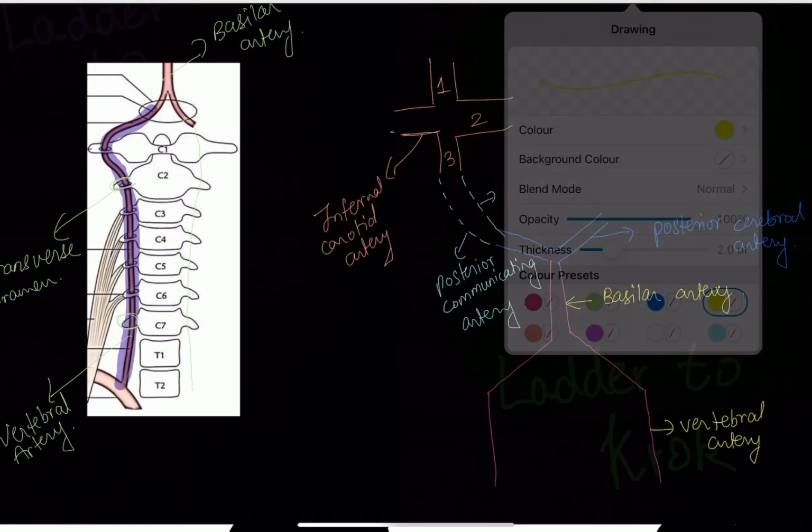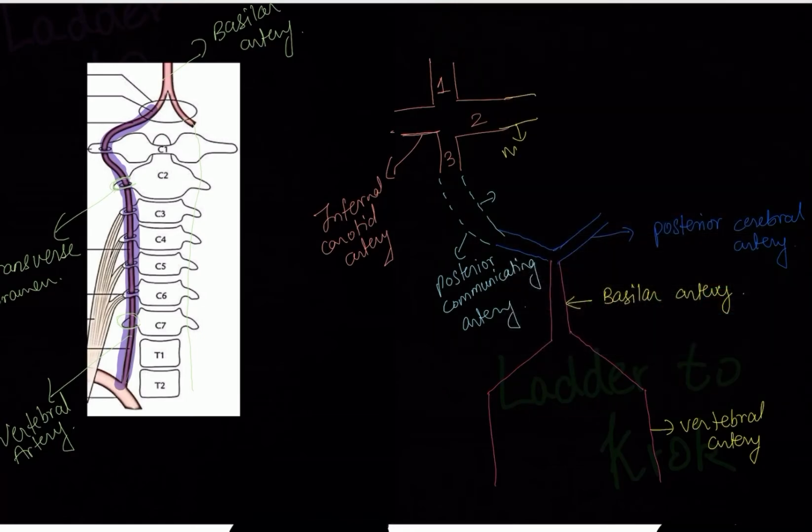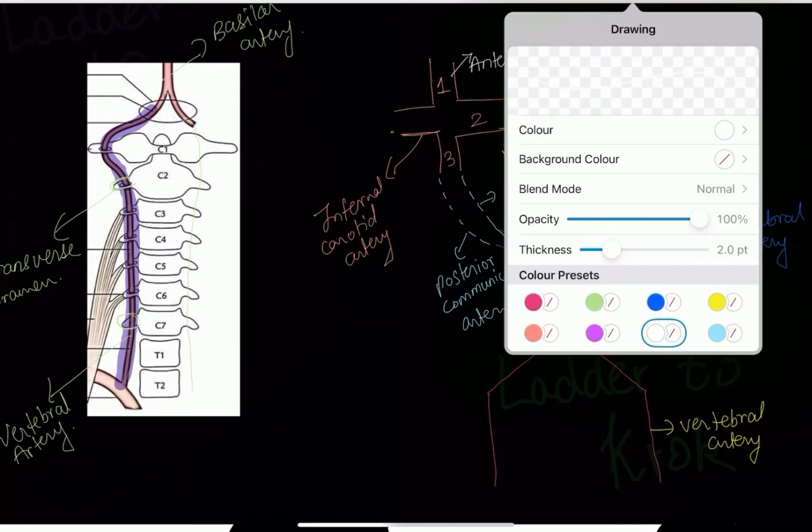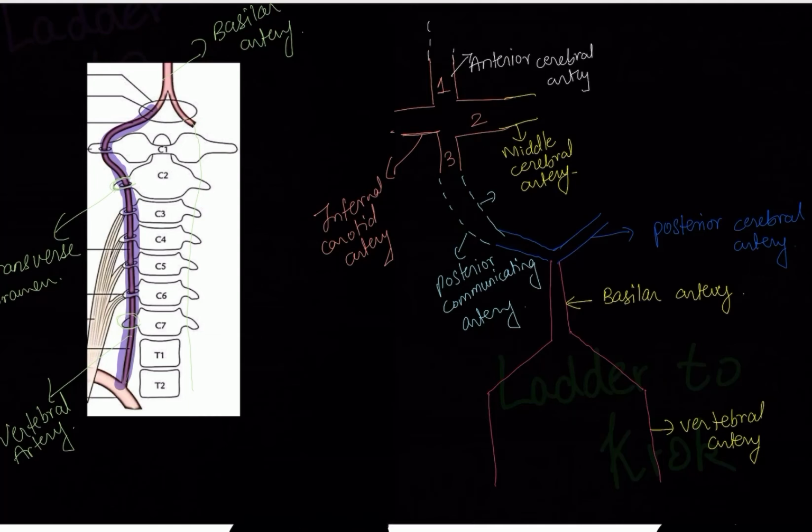The second one, this is the middle cerebral artery. What is it? Middle cerebral artery. And this first branch which you're seeing here, this is anterior cerebral artery. Okay, now this anterior cerebral artery will give off a branch. This anterior cerebral artery will give off a branch.